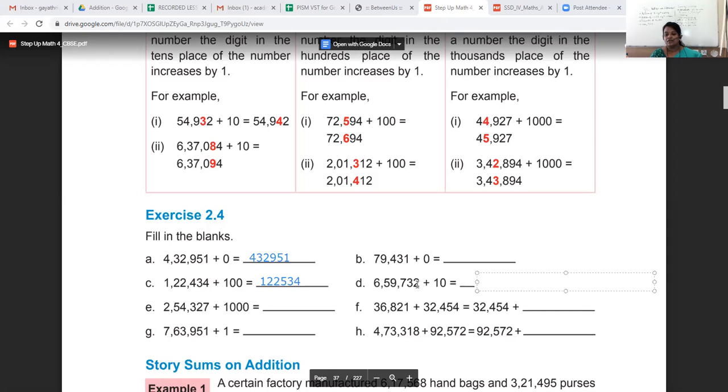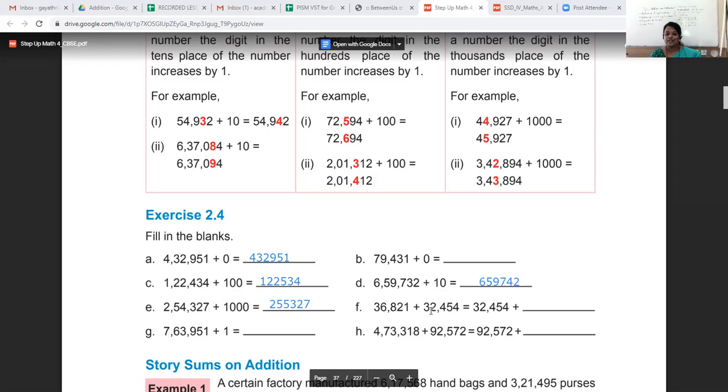Whereas when 10 is added to any number, the tens place is increased by 1. That results in 6,59,742. In the other case, when a number is added with 1000, the thousands digit needs to be increased. So it shall result in 2,55,327.